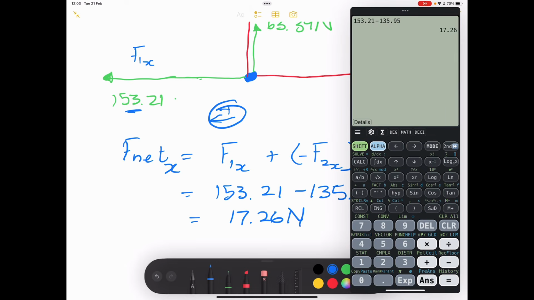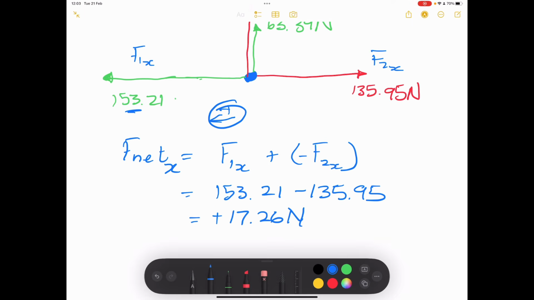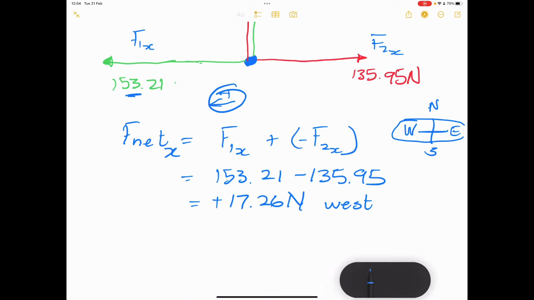Okay, so that gives us 17.26. Now I want you to be very careful, ladies and gents. In which direction is that force? It's a positive answer, so it's telling me to the left, or you can say to the west. If you take points of a compass, that's west, that's east, and that's south there. The way I remind myself every time is to say "we": west on the left hand side and east on the right hand side.